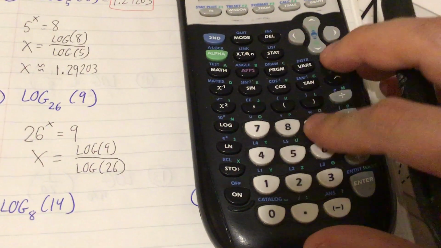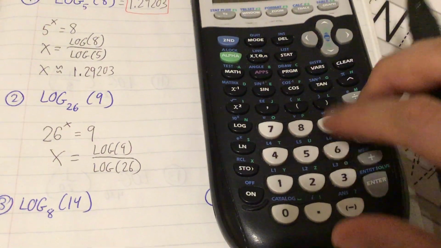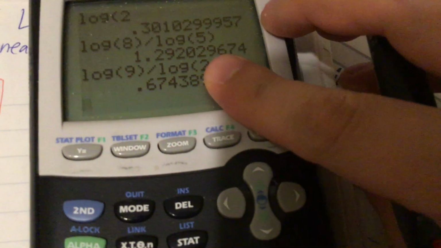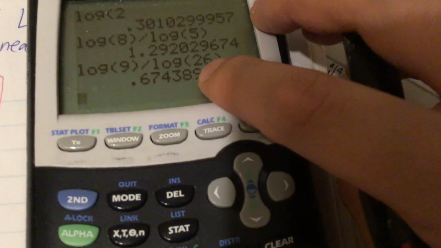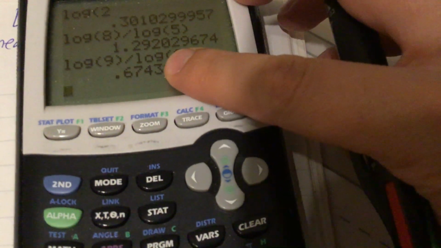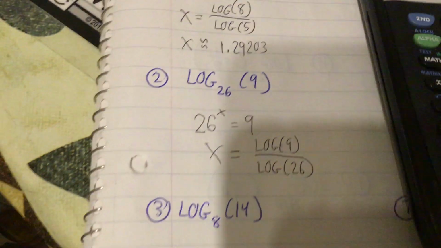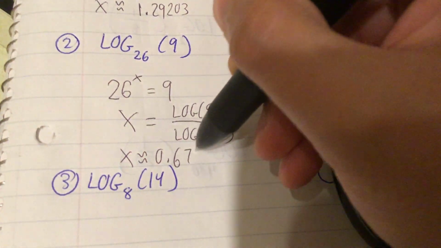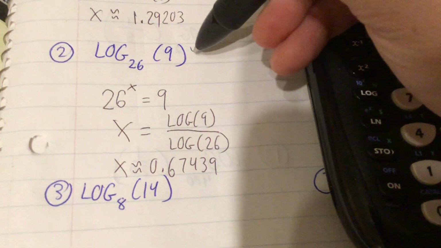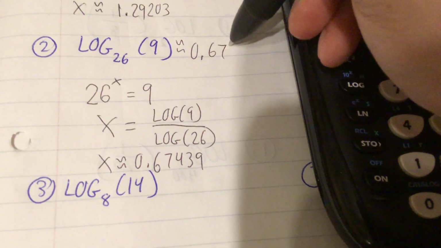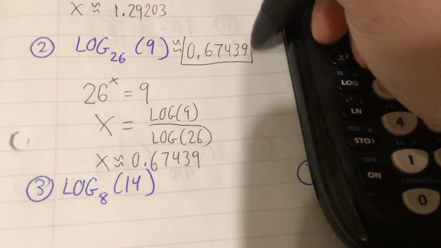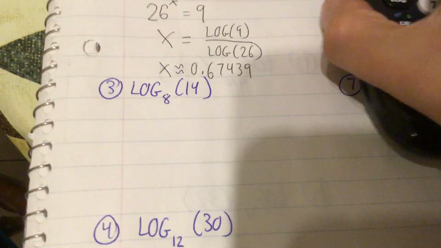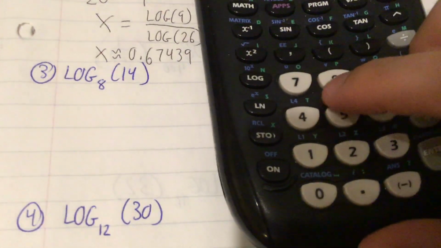So log of 9 divided by log of 26 is going to be 0.6743, round the last digit up one space, so 0.67439. So approximately 0.67439. We have log base 26 of 9. Okay. Log base 8 of 14.